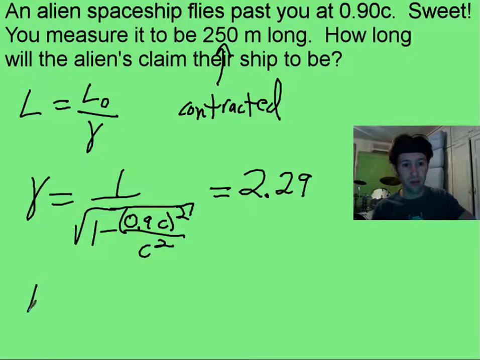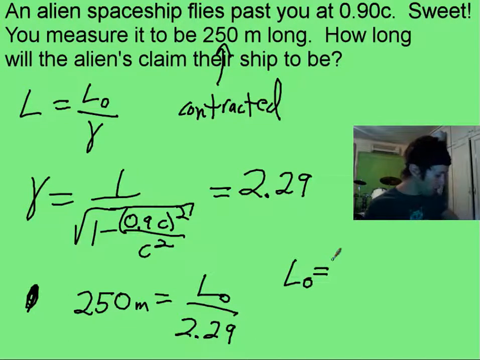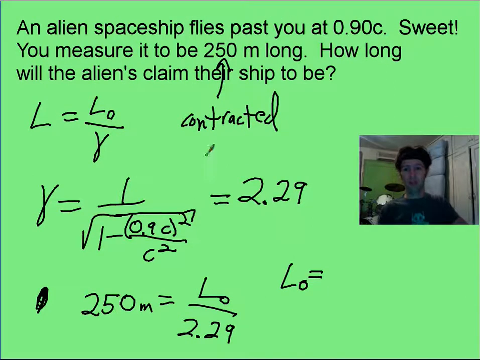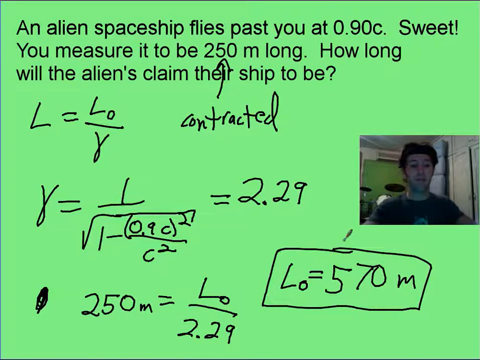So then, if you take your contracted length that you measured of 250 meters, and set that equal to the proper length divided by the Lorentz factor, which is a unitless number, you should get a proper length, a longer length, as measured by the aliens, of something like 570 meters, which is a longer proper length, as it should be.